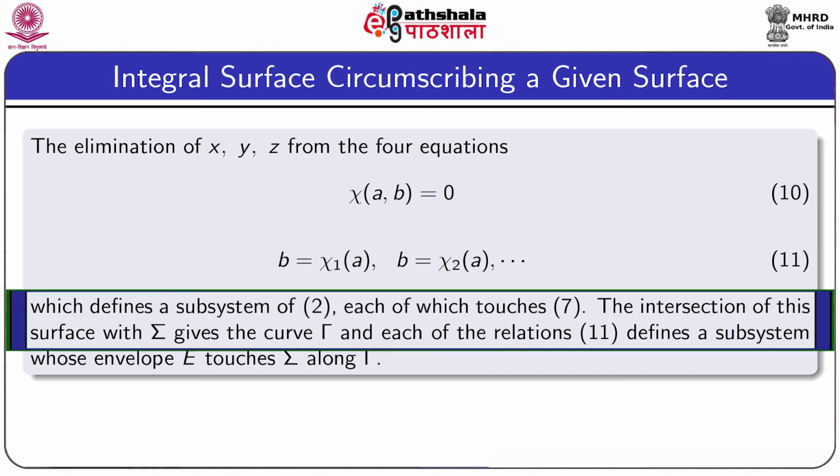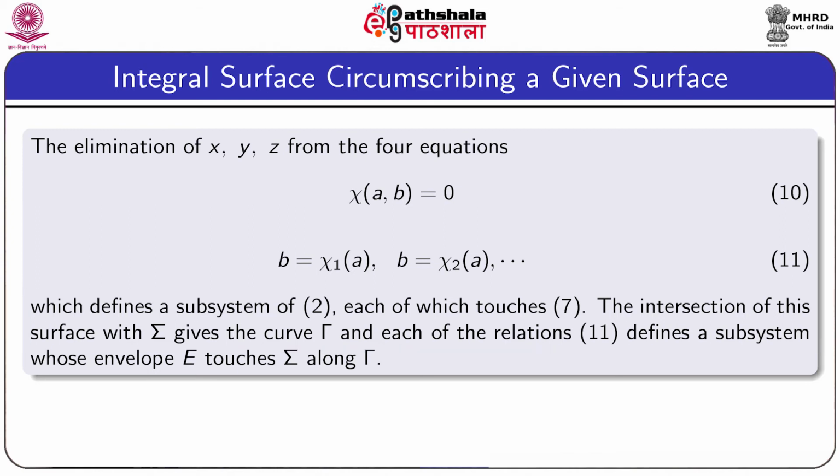Now, this defines a subsystem of 2, each member of which touches 7, and the intersection of this surface with sigma gives the curve gamma, and each of the relations 11 defines a subsystem whose envelope E touches sigma along gamma.